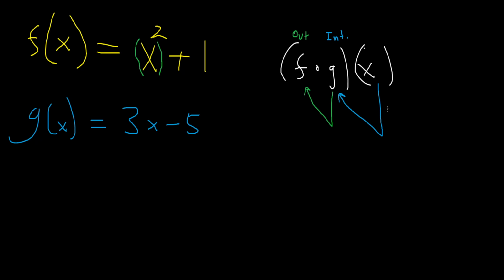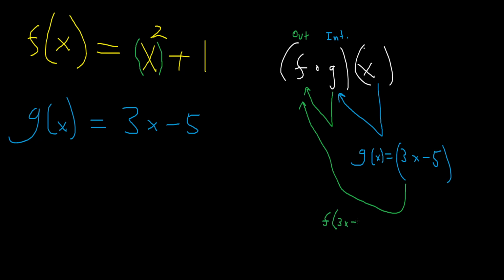So just like before, we plug x into g. So g of x is 3x minus 5. So okay. So then that means we're going to take this 3x minus 5. We're going to plug that into f. So I'm going to use a green marker for this. So we're going to plug that into f. So now we have f at 3x minus 5. So what that means is wherever we had an x before, we are now going to put a 3x minus 5. So we got (3x minus 5) squared plus 1.